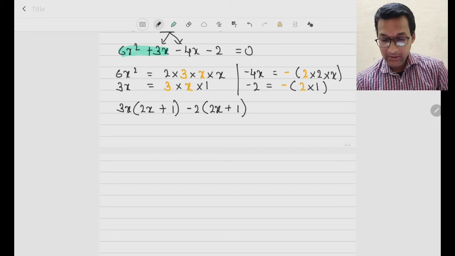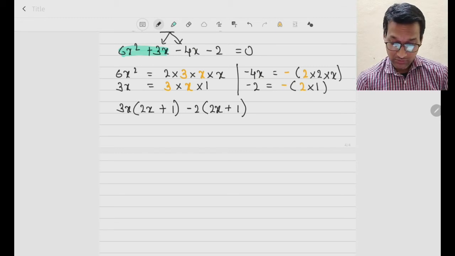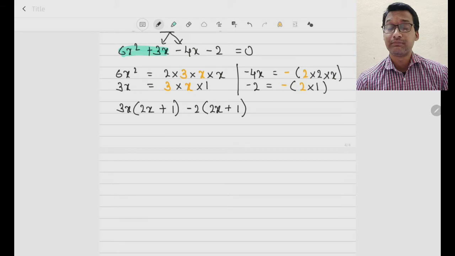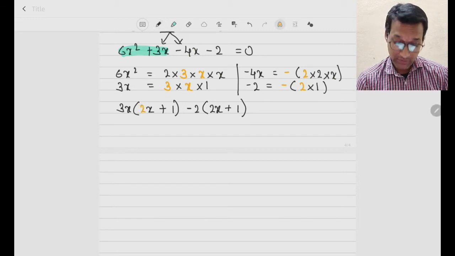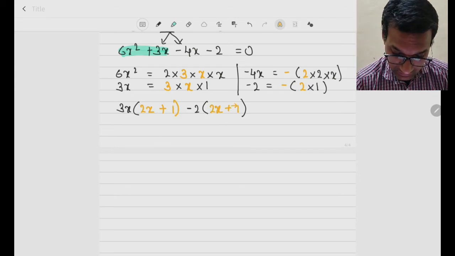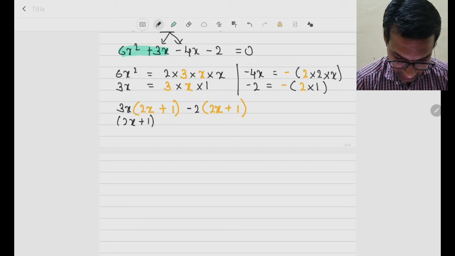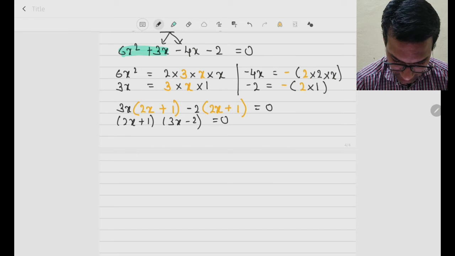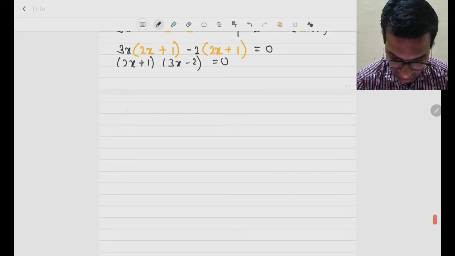Now we have taken minus sign from here, so plus sign will come. Minus sign you have taken common, so plus sign will be left. So now we have, see, the two brackets are same. The two brackets are same. So now we can take these two brackets as common. 2x plus 1, I have forgotten to write, is equal to 0, and 3x minus 2 is equal to 0.